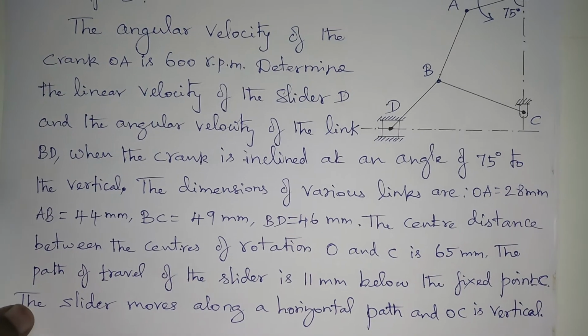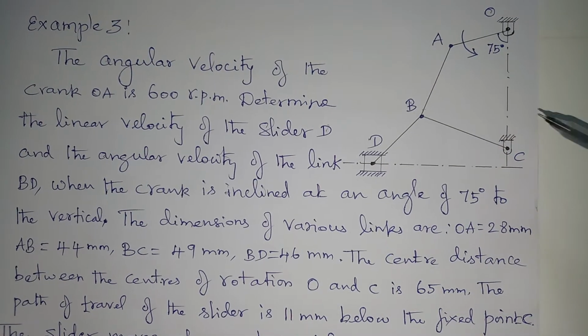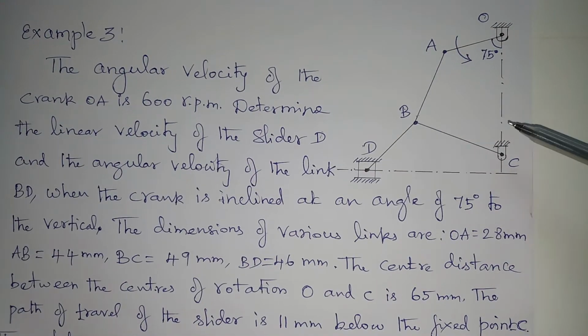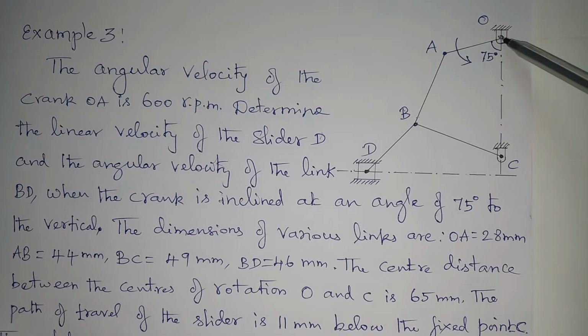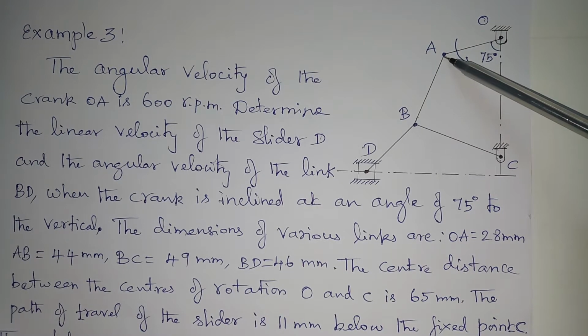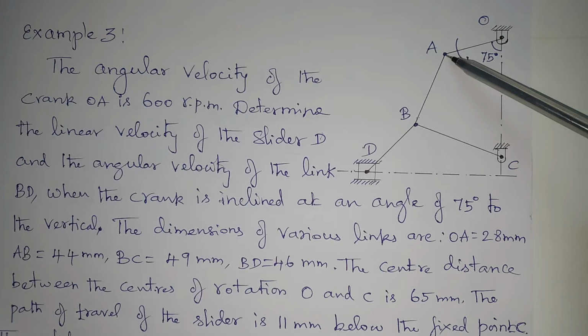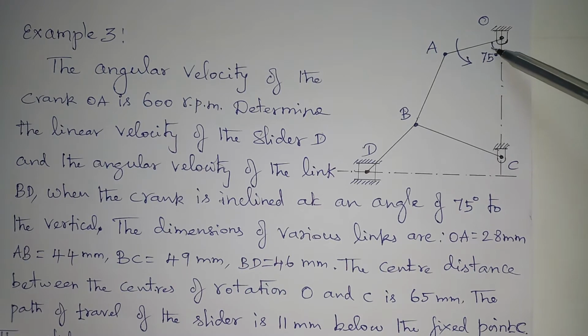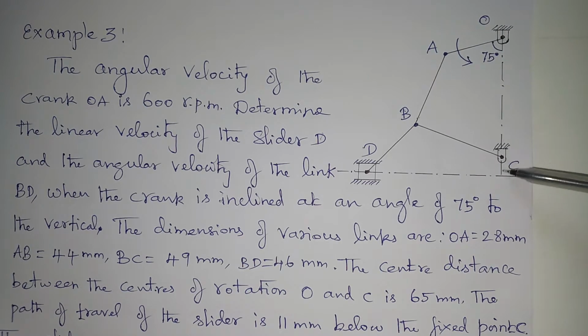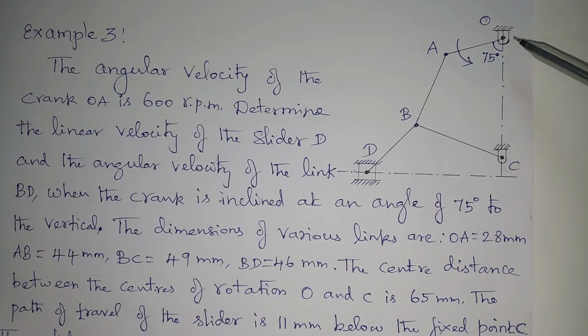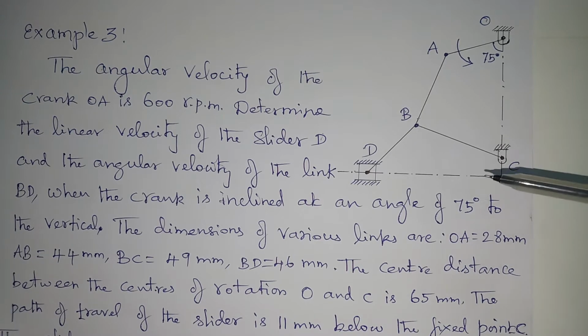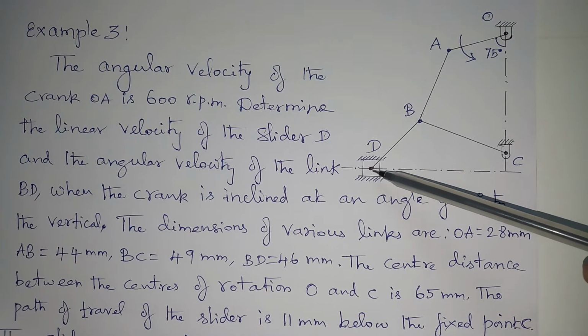So for this example, we have drawn the space diagram here. You can see, this is the input link. OA is the input link, or you can call it a crank. It is placed at an angle of 75 degree to this vertical axis. One more joint is there, a fixed joint, that is point C. So you have two joints, one at O, the other at C. These are the two hinged joints, and one slider is there, point D.